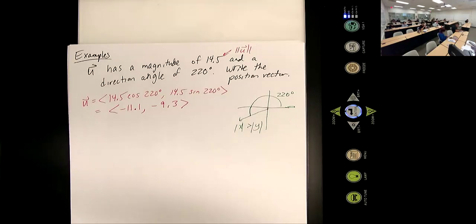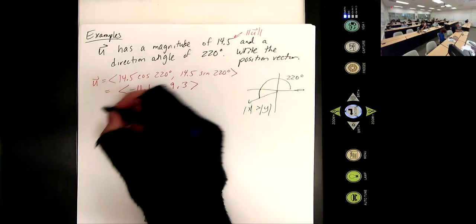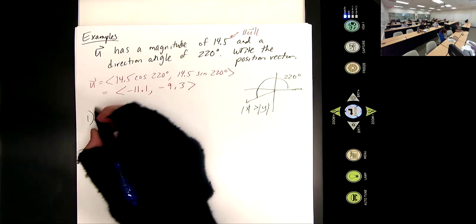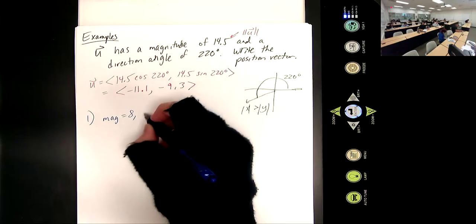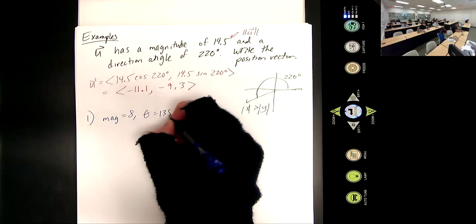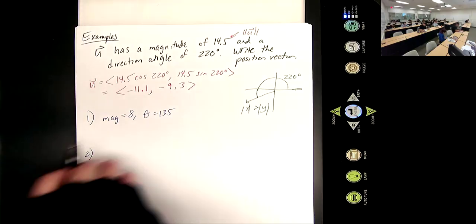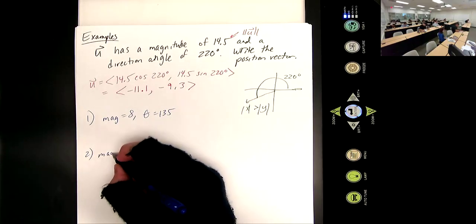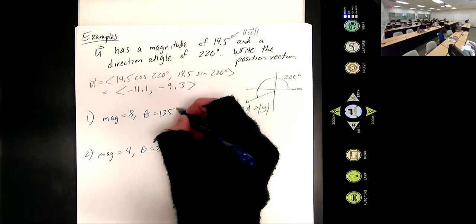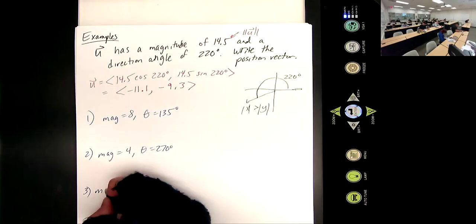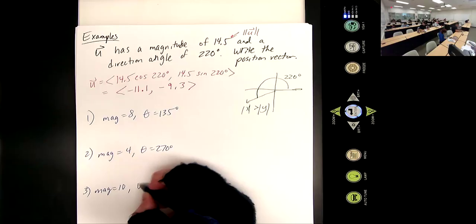Now that we've worked on one together, let me give you a couple of them to crash through real quick. Let's do magnitude equals 8, theta equals 135. Magnitude of 4, theta equals 270. And let's do another one with magnitude 10, theta is 340.